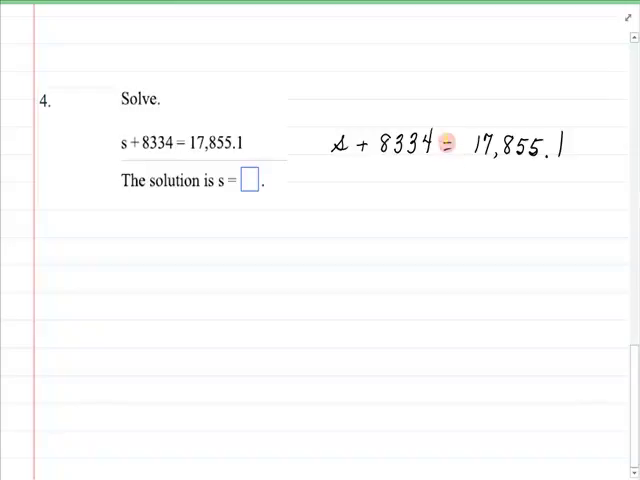I want the variable S all by itself, which means I need to subtract 8,334. That will get rid of it over there. Well, I have to do the same thing over here. Now this is a whole number. Its decimal is at the end. So 8,334 decimal point. Okay, and I will put in a little 0 there.